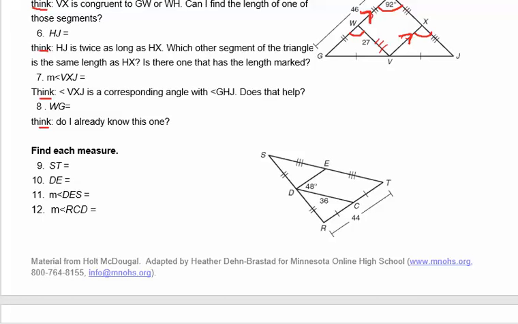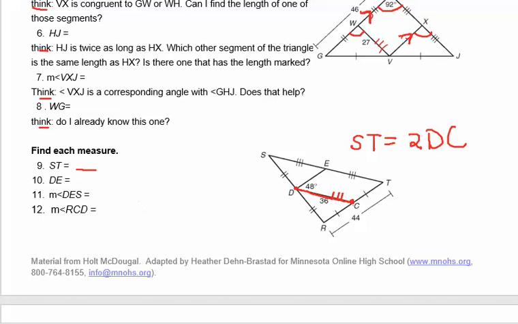So let's see. We know that DC is a mid-segment because D is a midpoint of SR and C is the midpoint of RT. So this side here is going to be half as long as ST. In other words, ST will be twice as long as the length from D to C. And I know the length from D to C, it's 36. So ST is going to be 2 times 36. This DC, 36, is going to be congruent to ET or SE, both of those. So 2 times 36 is the answer for number 9.